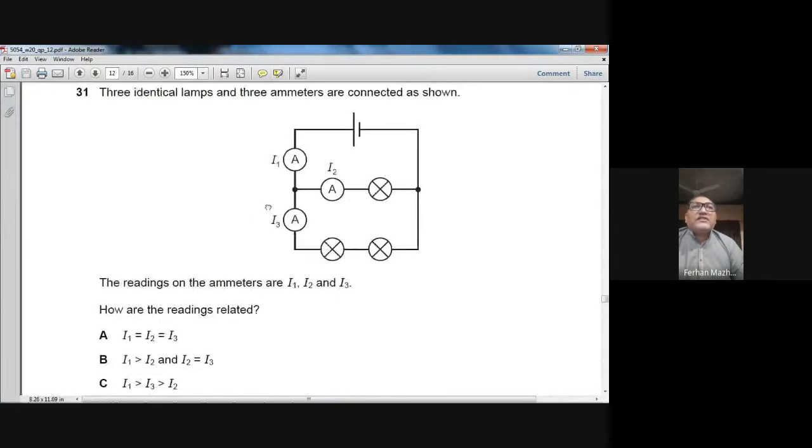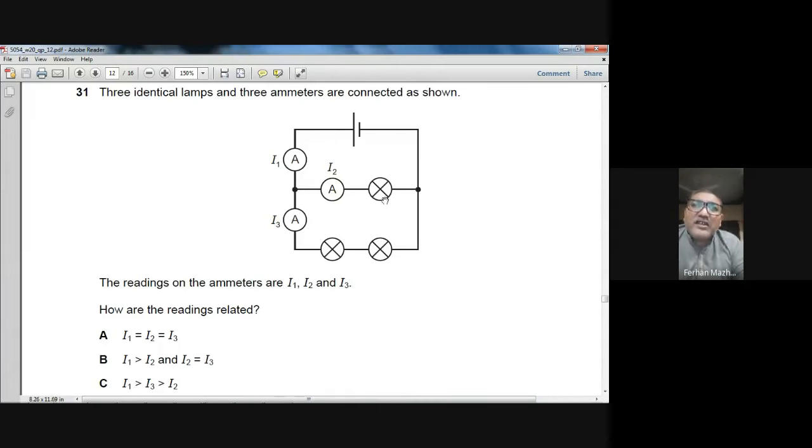Okay, here we have the next question. He says 3 identical lamps and 3 ammeters are connected as shown. Remember, the lamps are identical. The readings on the ammeters are I1, I2, and I3. So look at here carefully. The I1 current is coming out of the battery. And here the current splits. So the current is divided. I2 current passes through this branch, and I3 current passes through this branch.